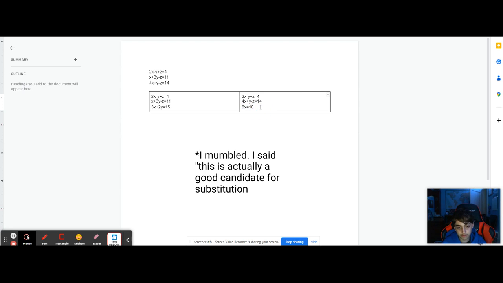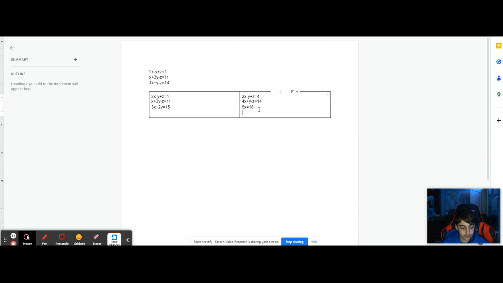We actually get x out of this. So if we divide both sides by 6, x equals 3, so we have x. You guys following along so far? Good, hope so. So we have x equals 3.